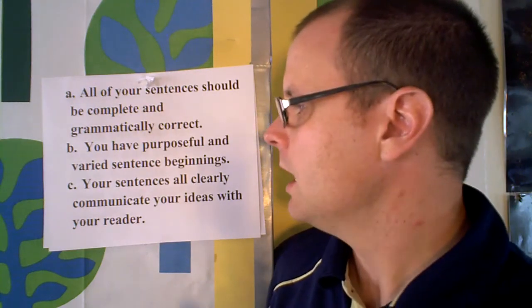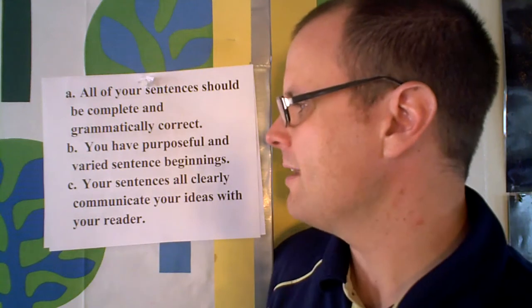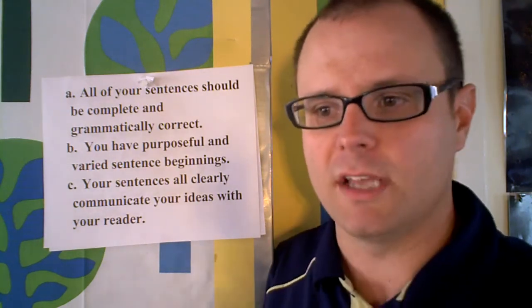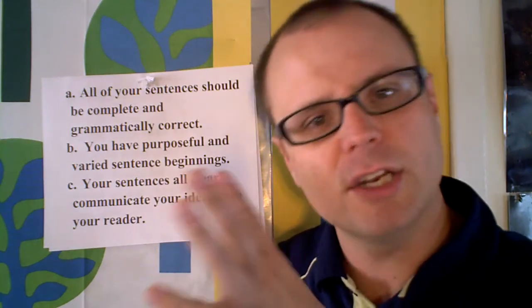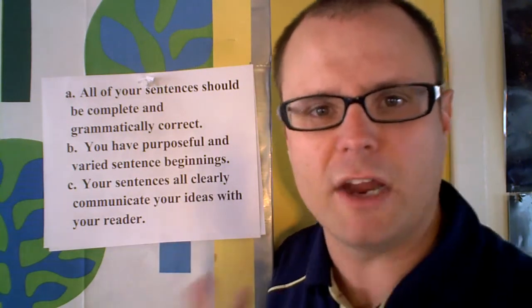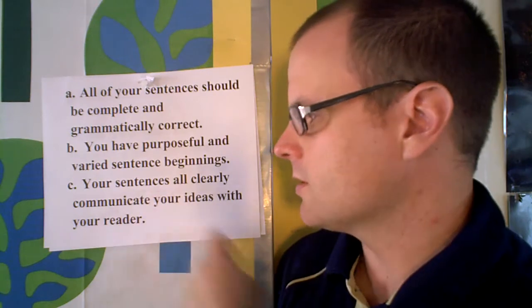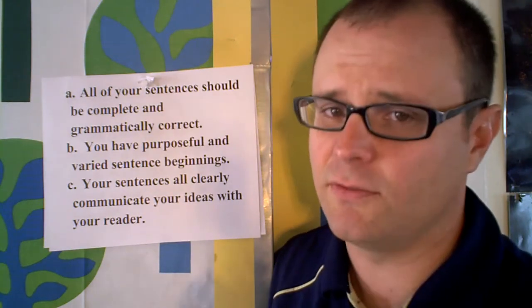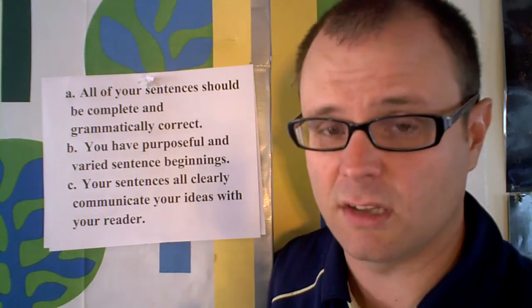that kind of thing. You have purposeful and varied sentence beginnings. So your sentences don't all start with "there was a" or "there is a." You don't want them to all start the same way. You want to vary that up. Your sentences all clearly communicate your ideas to the reader. That's the first goal: you've got to get it nice and clear so it makes sense.